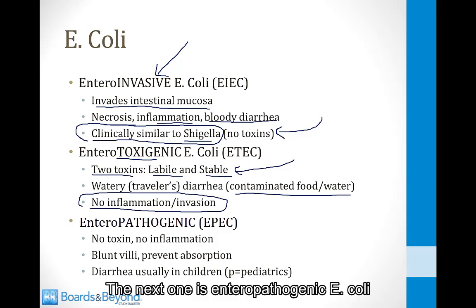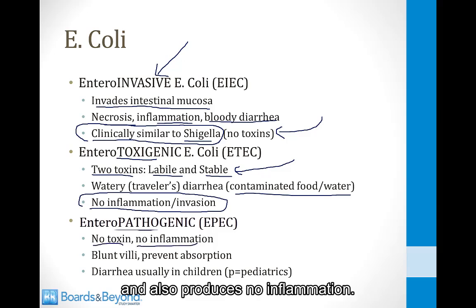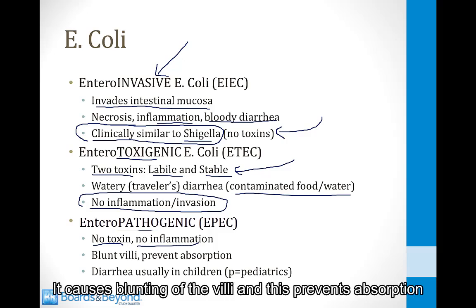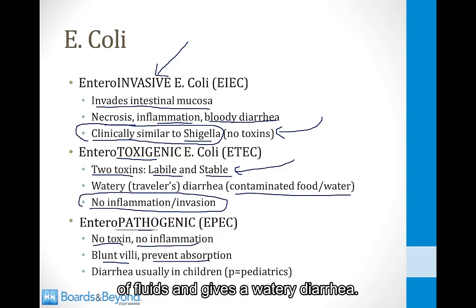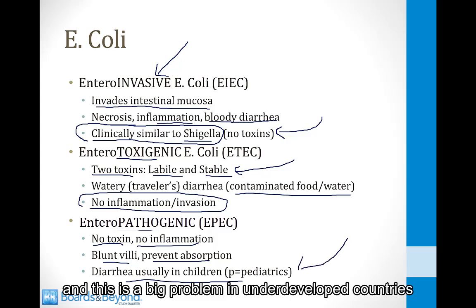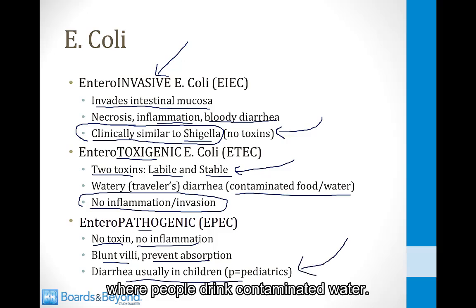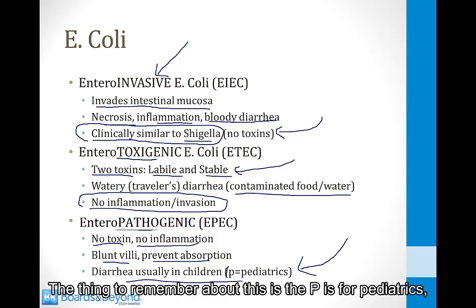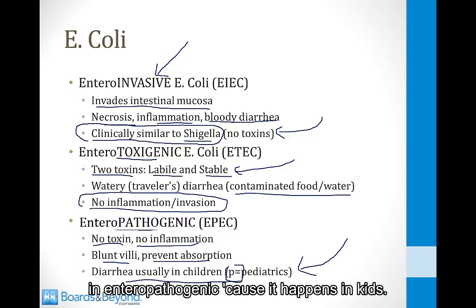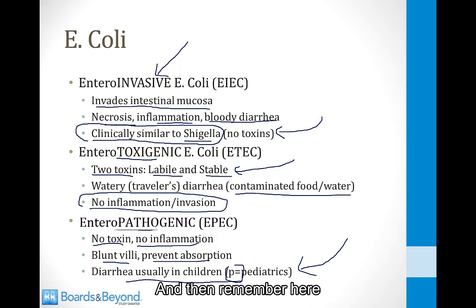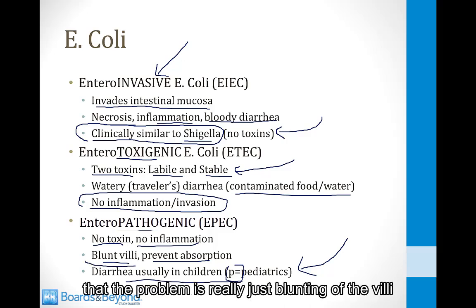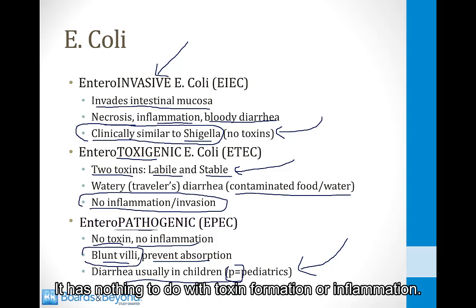The next one is enteropathogenic E. coli. This one produces no toxin and also produces no inflammation. It causes blunting of the villi, and this prevents absorption of fluids and gives a watery diarrhea. This usually occurs in children, and this is a big problem in underdeveloped countries where people drink contaminated water. The thing to remember about this is the P is for pediatrics and enteropathogenic because it happens in kids. And then remember here that the problem is really just blunting of the villi in the intestine. It has nothing to do with toxin formation or inflammation.